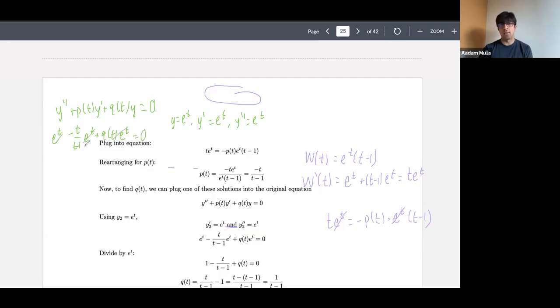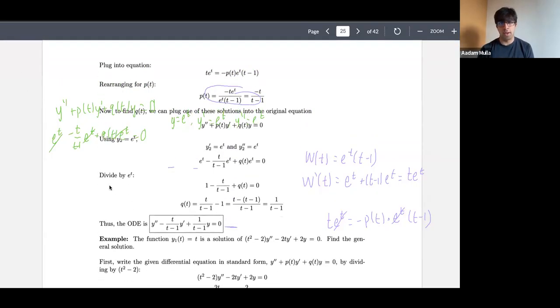The e to the t's cancel, and again, we can solve for q in a similar manner, and we get 1 over t minus 1 for q, I think, as we see here. Okay, and there we go. That's how we've now found p of t, we've now found q of t. We can put it together into the form y double prime plus p of t times y prime plus q of t times y equals 0. Okay, any questions on that problem?